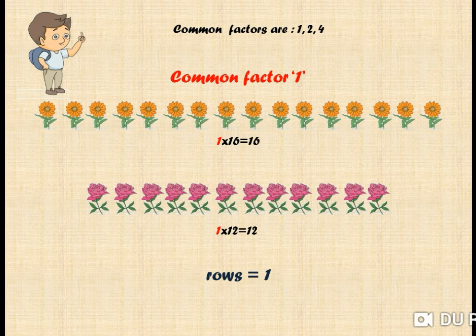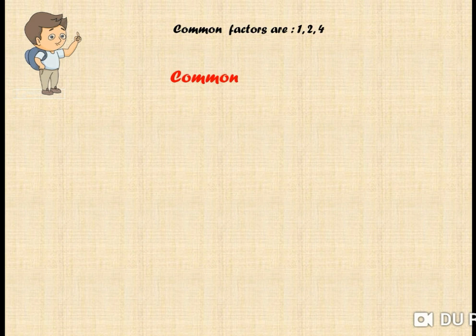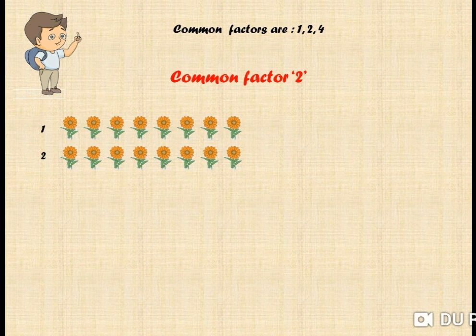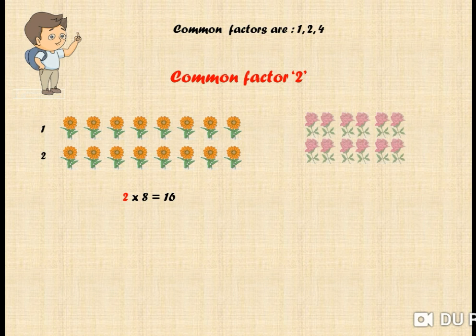Next he is using common factor 2, means now he is going to arrange them in 2 rows. He arranged orange flowers in 8 columns and 2 rows. He arranged the other group of flowers in 2 rows and 6 columns. For both flowers, the rows are the same, that is 2.